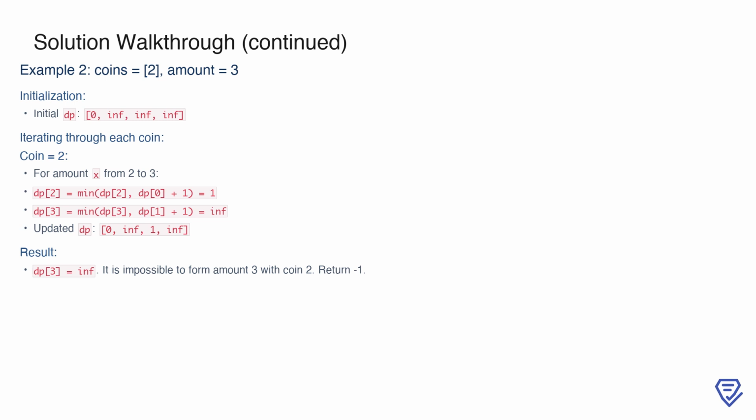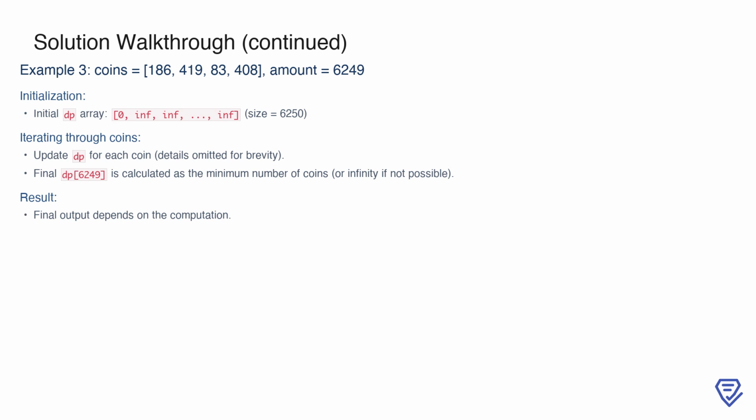For amount 3, however, we find that it is impossible to form the amount using only the coin with a value of 2, as there's no valid combination. This leaves dp[3] unchanged at infinity, INF. The final dp array is 0, INF, 1, INF. Since dp[3] remains infinity, we conclude that it's not possible to form the amount 3 with the given coins, and we return -1.